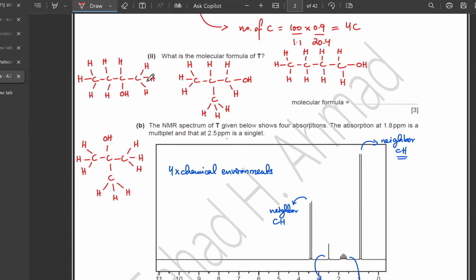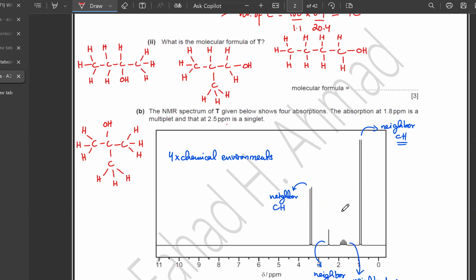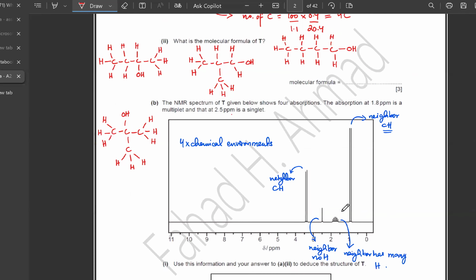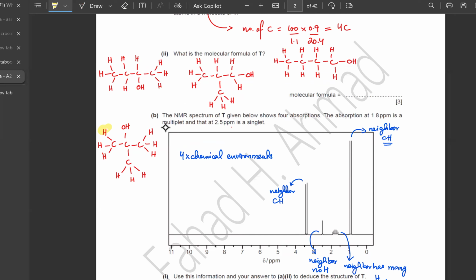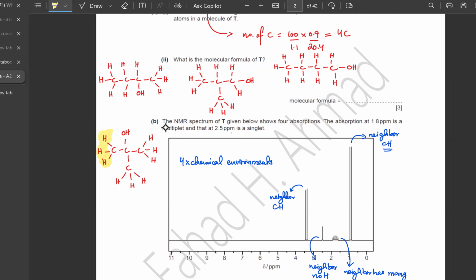Now tell me which one of these is going to give you this. Okay, now it's going to be easy. The last one? This one? No, how many environments does this one have? These H's, aren't all these H's exactly the same? Don't they have the same environment?